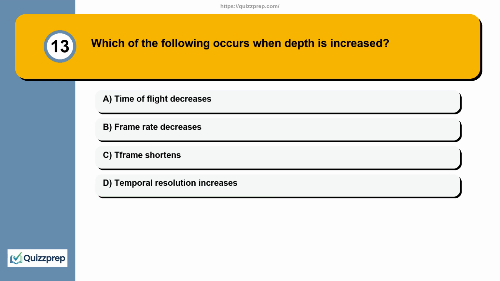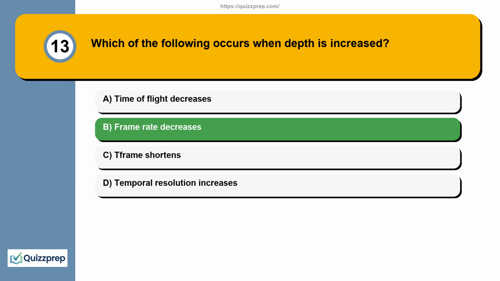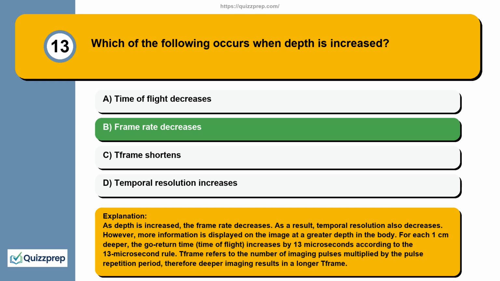Question 13. Which of the following occurs when depth is increased? Time of flight decreases, frame rate decreases, T-frame shortens, temporal resolution increases. As depth is increased, the frame rate decreases. As a result, temporal resolution also decreases. However, more information is displayed on the image at a greater depth in the body.